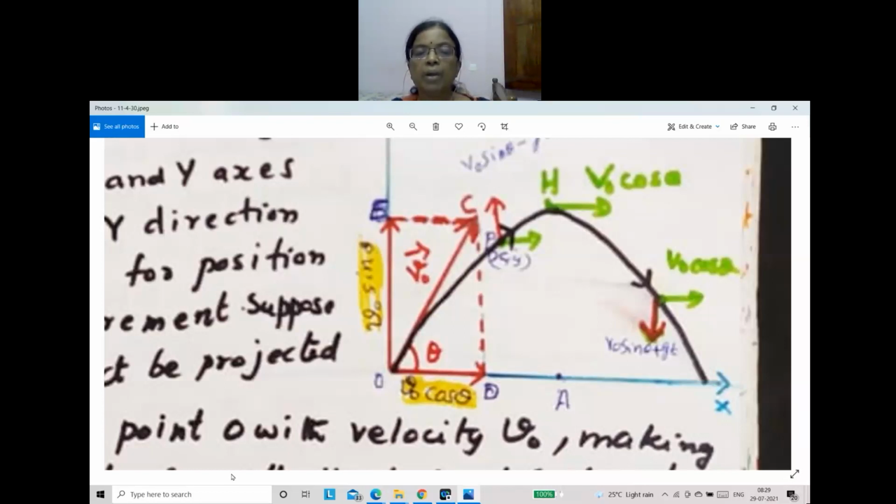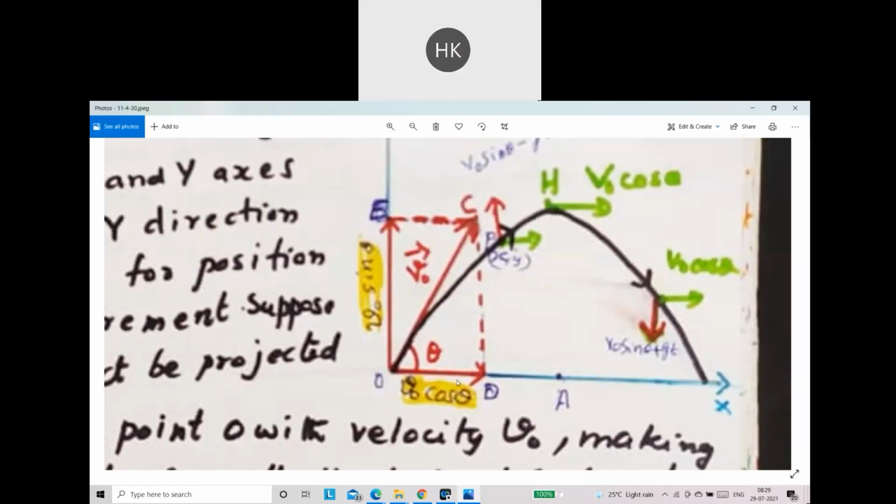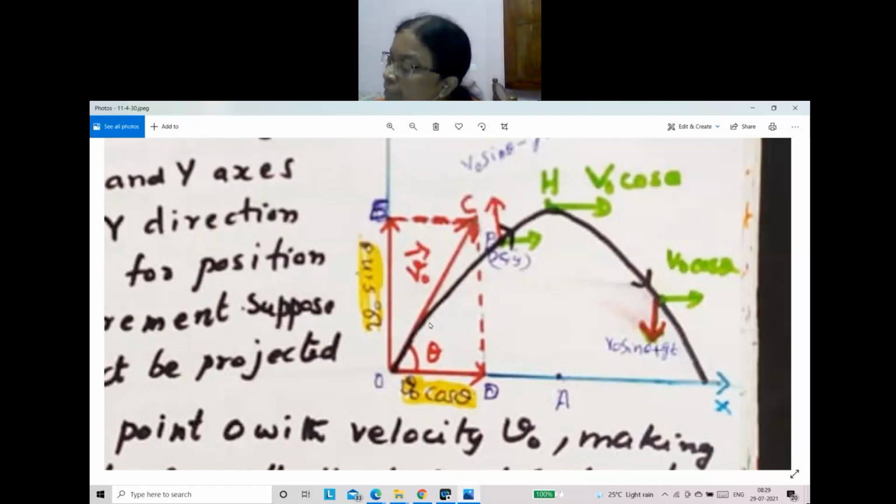Which are the two components of initial velocity V0? Two components: along the x direction, V0 cos theta. Along the y direction, V0 sin theta. Very good. Now we got the components. So with these two components, the body is moving, and when it moves upward, one component of velocity decreases.